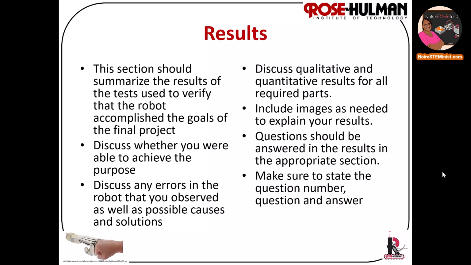The results section should now summarize the results of any test used to verify that the robot accomplishes goals, including your survey results, discuss whether you were able to achieve the purpose, discuss any errors that the robot had that you observed, as well as possible causes and solutions, as well as any mismatch between intention between the human and the robot, qualitative and quantitative results, any images, videos, etc. that help explain your results, images of your robot doing each of the interactions that it was designed to do with the human participant, questions that should be answered in the results in any appropriate section.